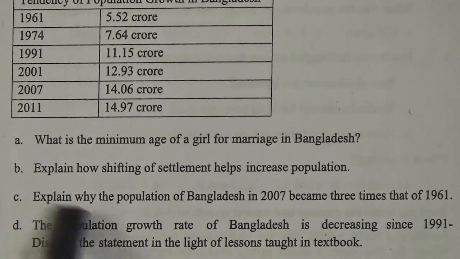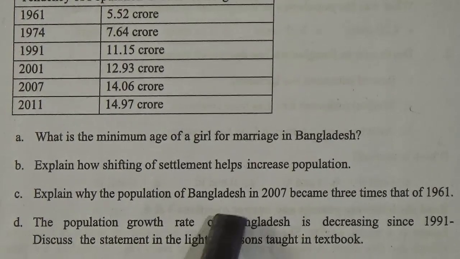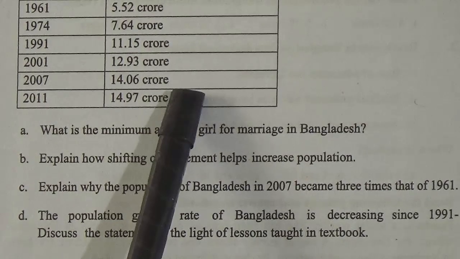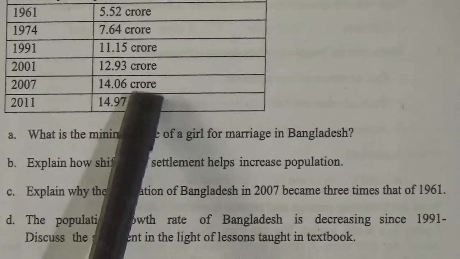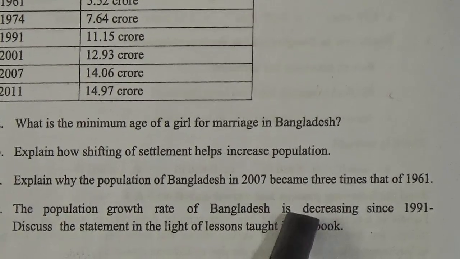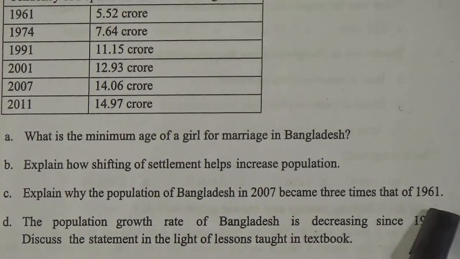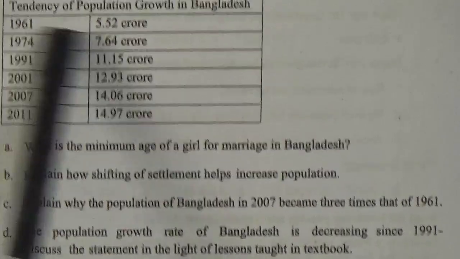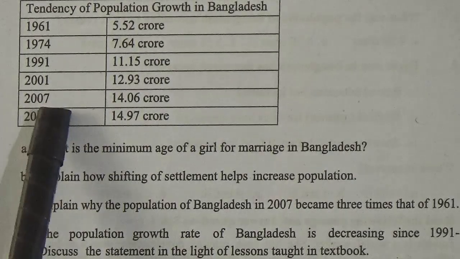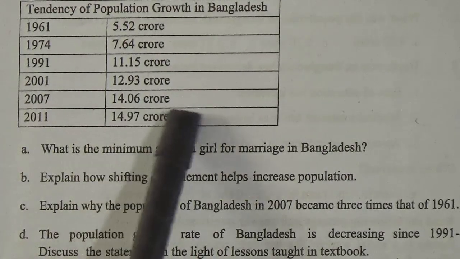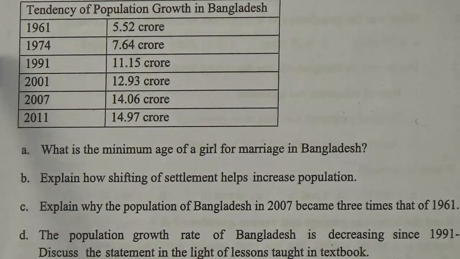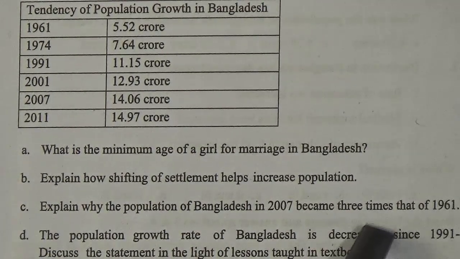Why? We have to explain why the population of Bangladesh in 2007, it is written here 14.06 crore, became 3 times that of 1961. The population of 1961 was 5.52 crore, but in 2007 it became 14.06 crore, almost 3 times. So we have to find out why that has happened.